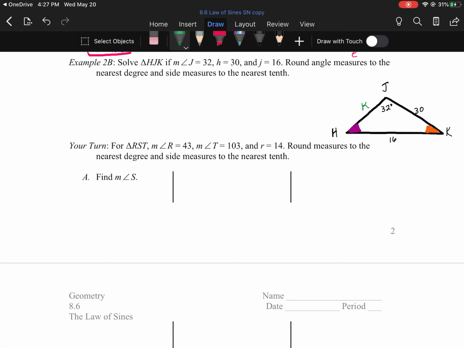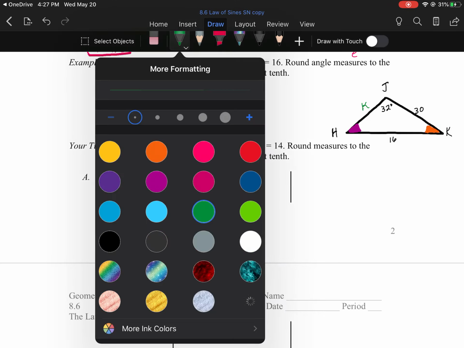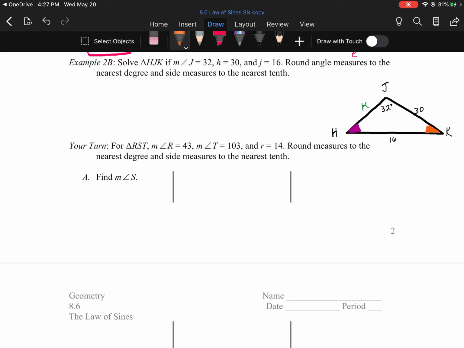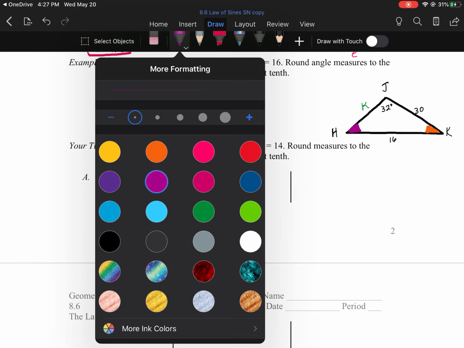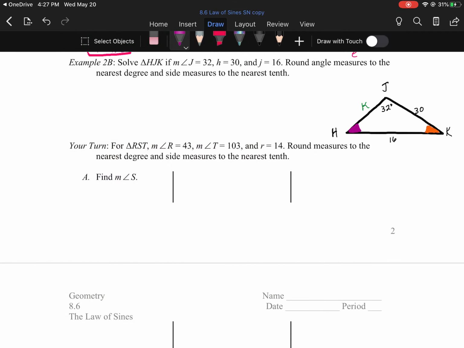All right, so it doesn't matter what we find first. I'm just going to go ahead and find angle K. So let me get my orange out. Can I find angle K first? Nope, can't find angle K first. Okay, I need to find angle H first. And you're probably wondering, how do you know that? So I was looking here, and for me to be able to find angle K, I have to know side K, and I don't know that. But for angle H, I do know side H. So that's why I have to find H first.